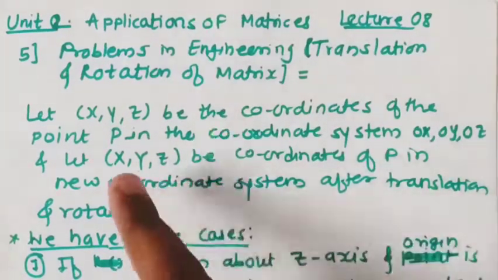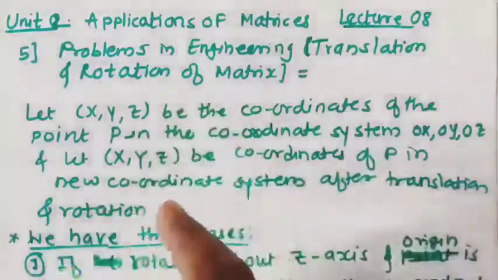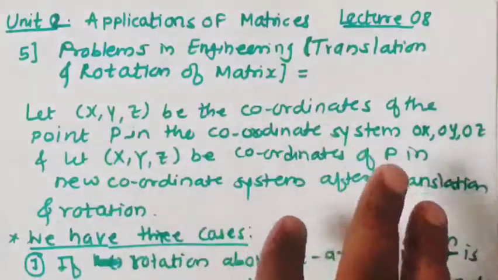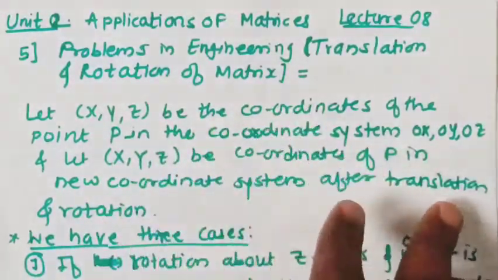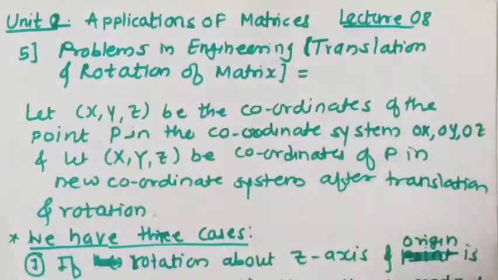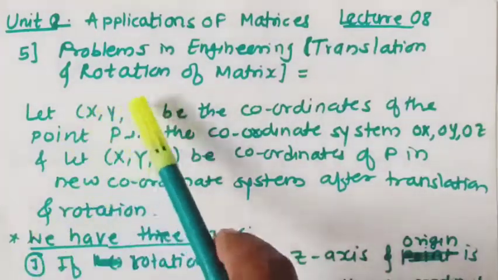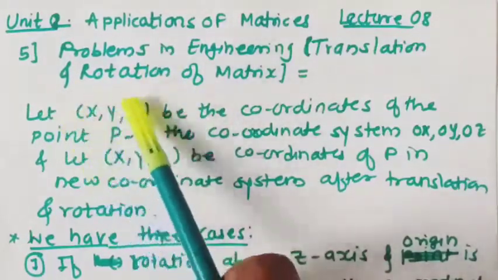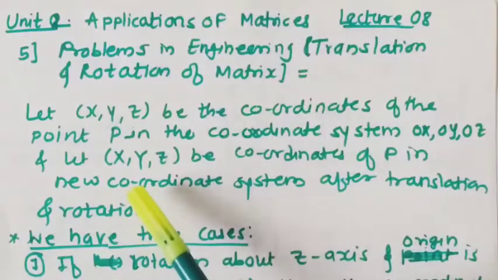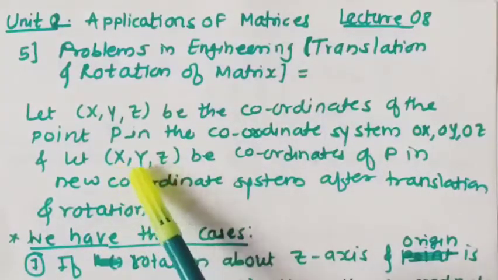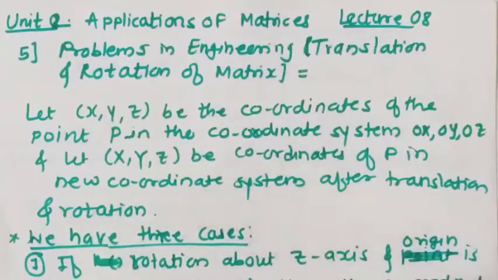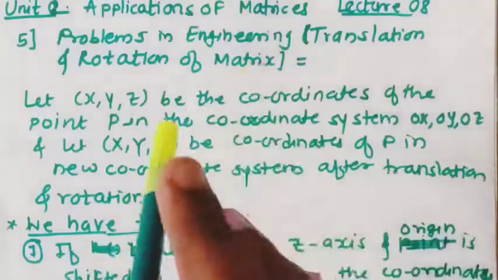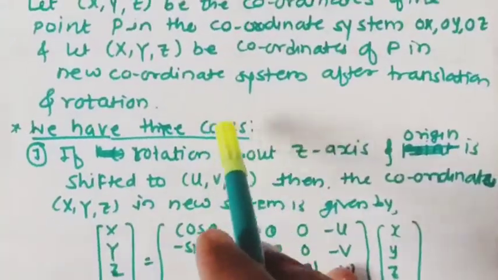The new coordinates will be capital X, capital Y, capital Z after shifting the origin and by rotating the coordinate axes. The shift of origin is called translation, and rotation means rotation of the coordinate axes through some angle. After doing that, your original point P in the original coordinate system will change to some new position, and that new position we denote by capital X, capital Y, capital Z. Now we are going to have examples based on this concept, translation and rotation. In that we are going to have three cases.